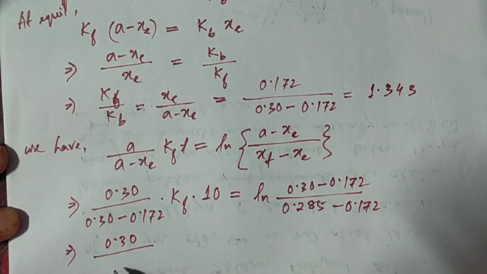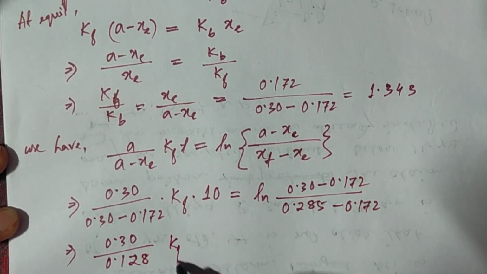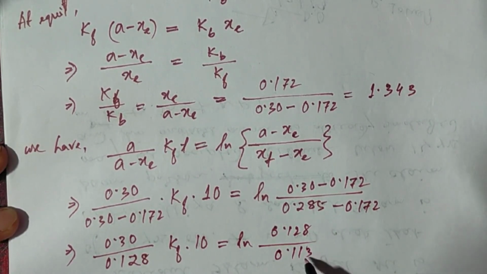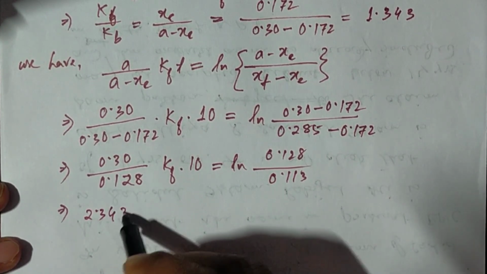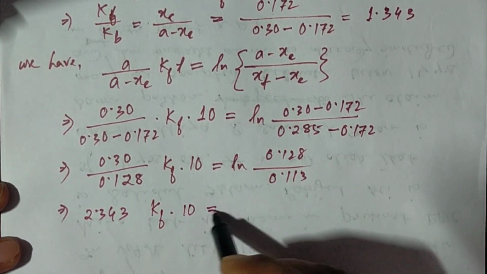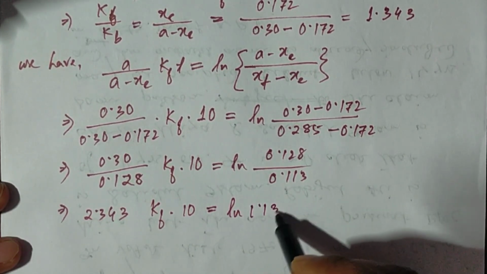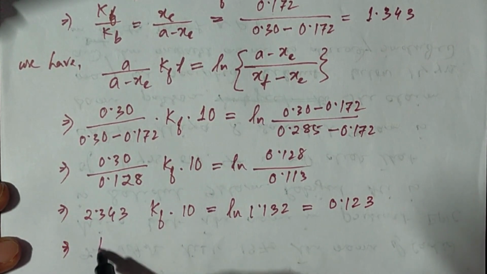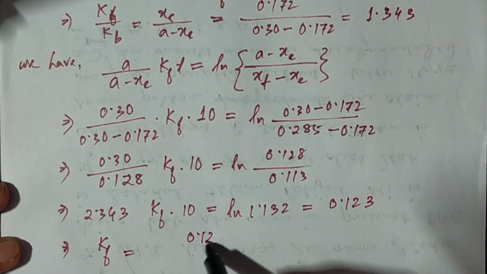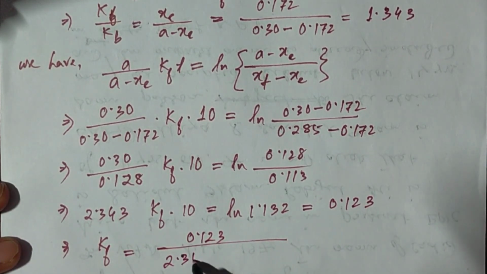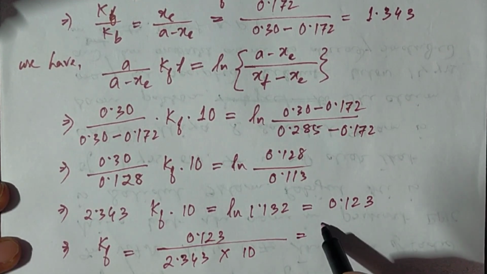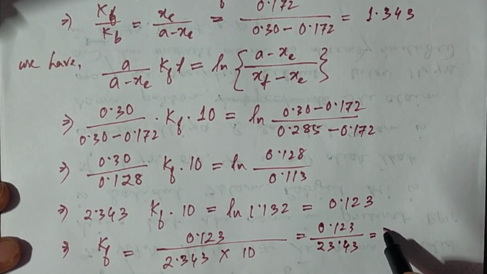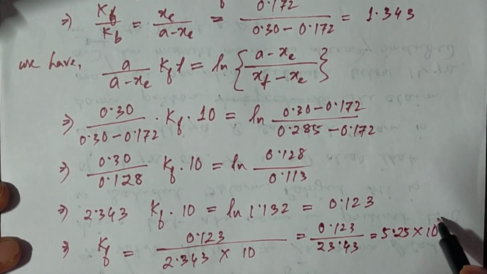Okay, next, this 0.30 by 0.128, Kf 10, ln 0.128 by 0.113. Next, 2.343 Kf 10 is equal to ln 1.132, which is equal to 0.123, and from this we can calculate Kf. Kf is equal to 0.123 divided by 2.343 into 10, is equal to 0.123 by 23.43, which is equal to 5.25 into 10 to the power minus 3.